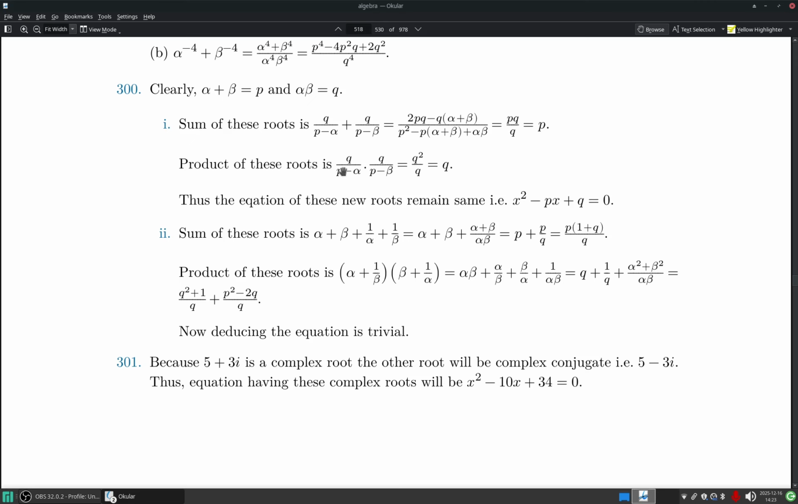So sum is p and product is q. So the equation would be x square minus px plus q is equal to 0.